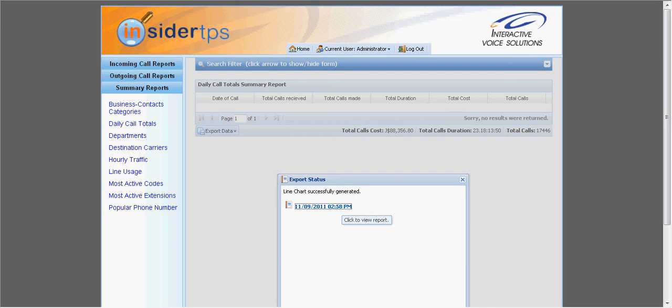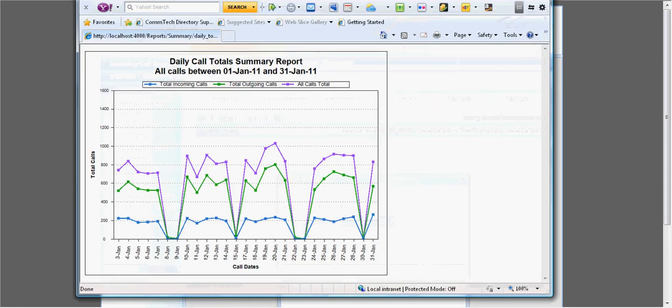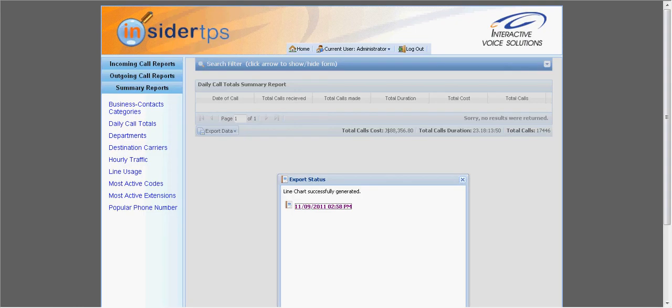In this case, the daily call totals report demonstrates the total for each day, and it shows you total incoming calls, total outgoing calls, and total calls. Of course, you can use this to spot particular trends as it relates to internal or external marketing activity, promotions, etc. And you can use this to see how well those activities have been doing.